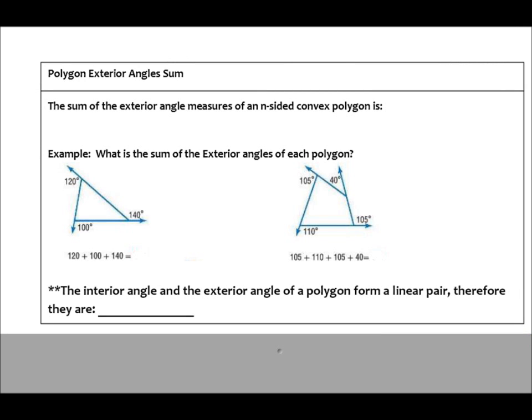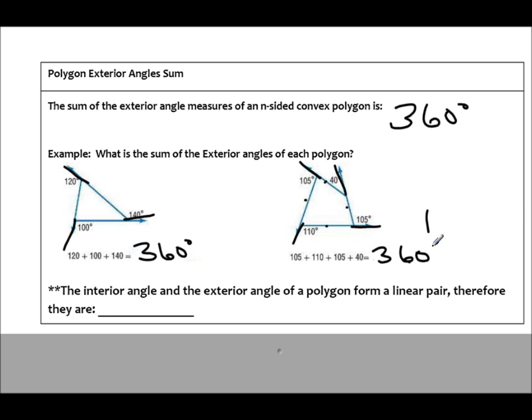Okay, now let's talk about the exterior angles of a polygon. The exterior angles of a polygon, this one's cool. The exterior angles of any convex polygon add up to 360 degrees. Well, there is no formula, it just is what it is. You measure all the exterior angles, you get 360 degrees. So this exterior angle plus this exterior angle plus this exterior angle is 360 degrees. And you have a 1, 2, 3, 4, a quadrilateral here. The exterior angle 105 plus 40 plus 105 plus 110 is 360 degrees.